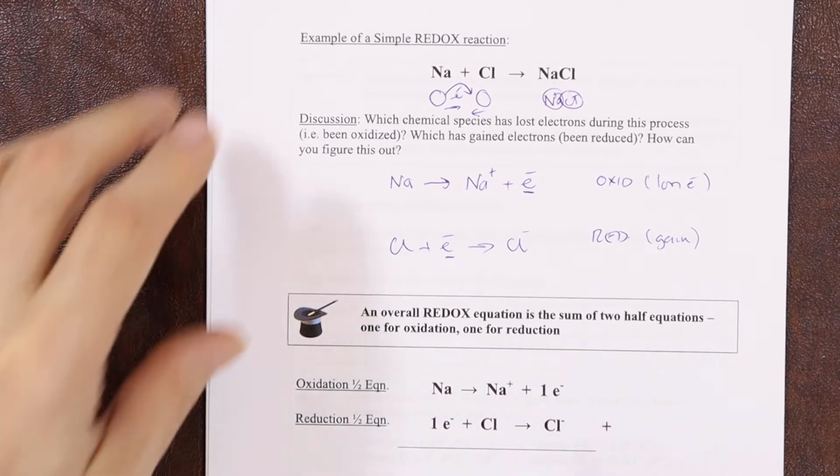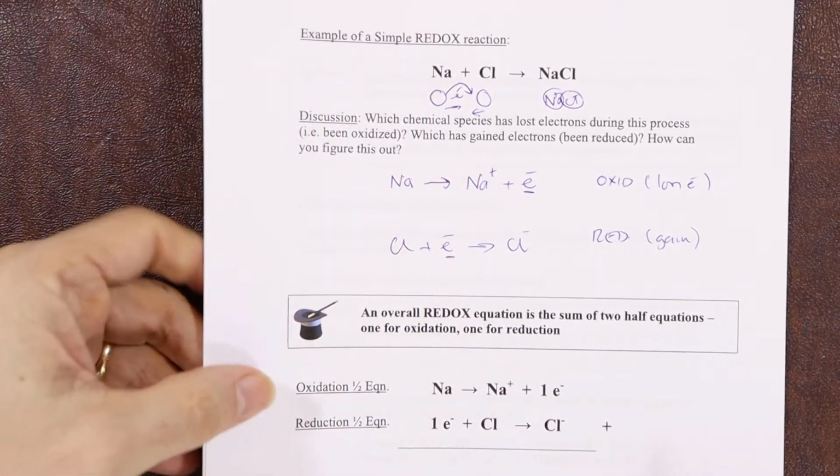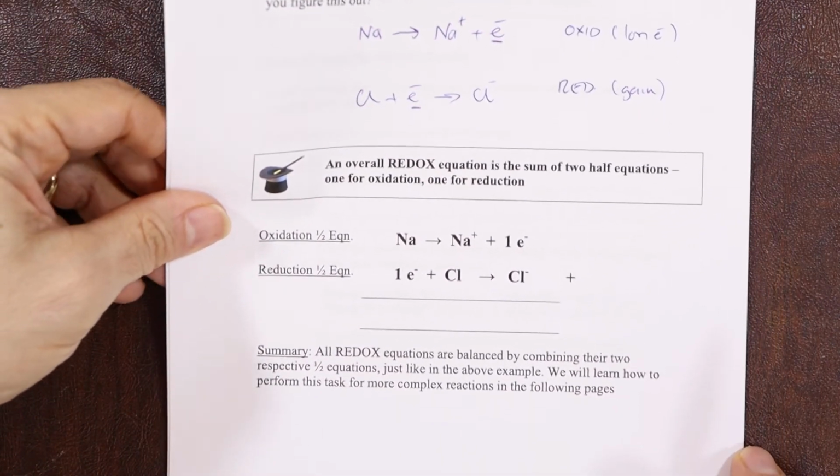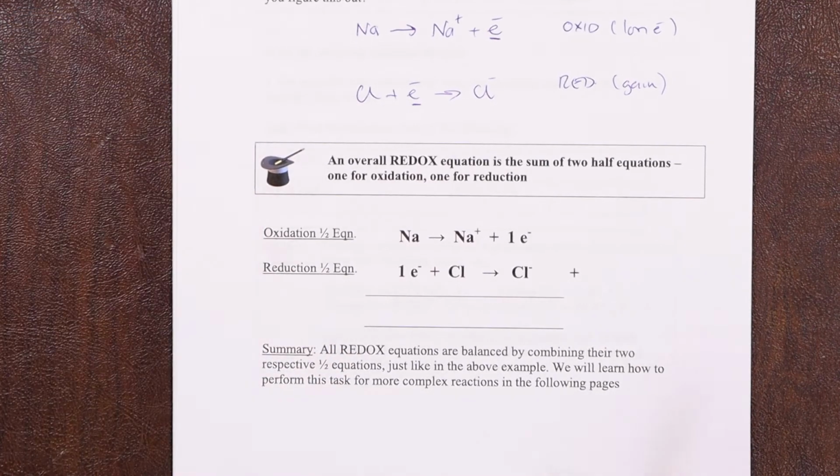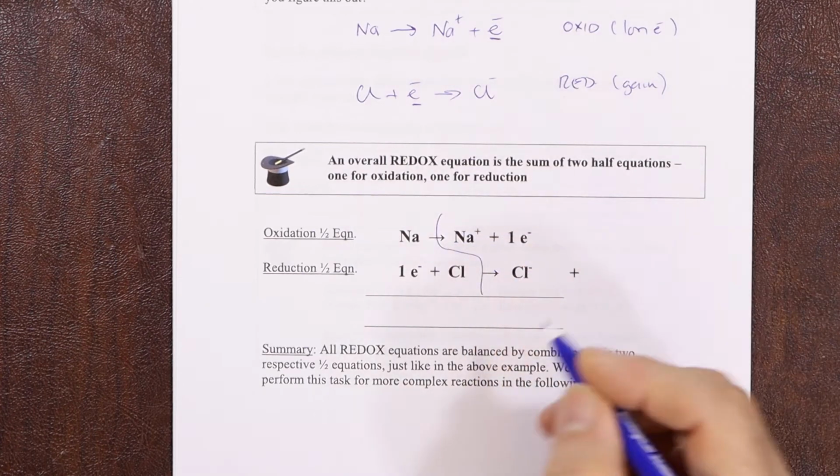Now you can of course take those two half equations, just like we've done many times in Hess's law and things like that. Just combine the equations to get the final net equation. So take those, combine them.